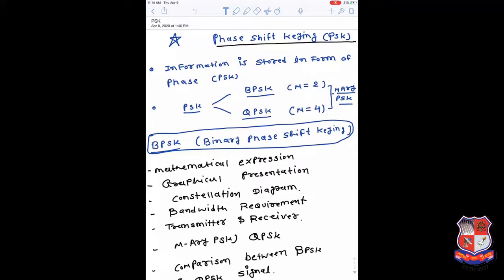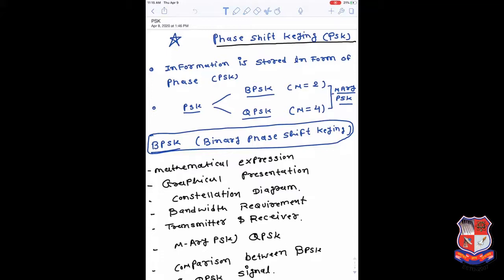Then we discussed frequency shift keying, which is simply known as FSK, where the information is stored in the form of a frequency. If the input bit is 1, then the output of the FSK modulator would be a cosine signal with some frequency F1. When the input bit is 0, then the output of the FSK modulator would be a cosine signal with some different frequency F2. And in the same lecture we discussed the M-ary FSK signal.